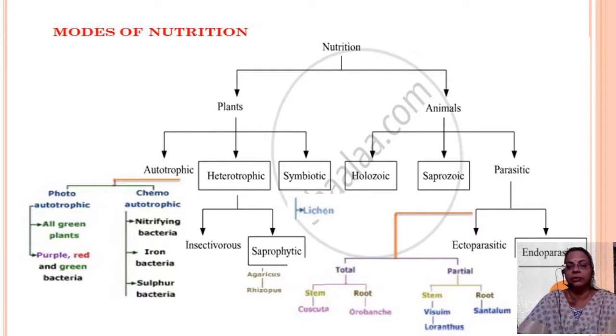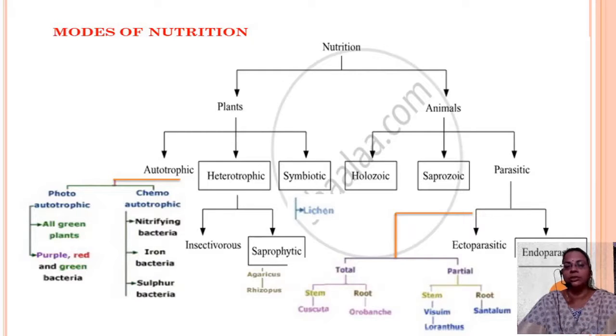Typical examples are ticks, mites, then head louse, etc. Leech also will come under the category of ectoparasites. They are living on other organisms. Then endoparasites means organisms which live inside and derive the food from the host. Then it is called endoparasites. Typical example, the Ascaris, that is a worm, we can say.